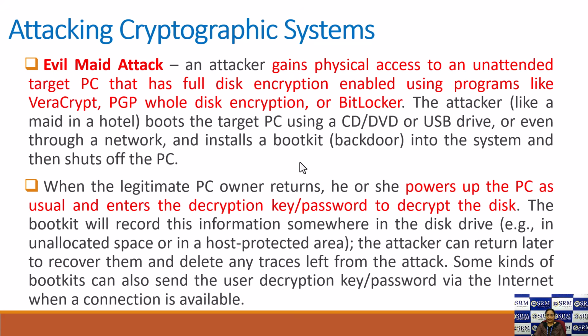So an attacker gains physical access to an unattended target PC that has full disk encryption enabled using programs like VeraCrypt, Pretty Good Privacy, or BitLocker. The attacker, like a maid in the hotel, boots the target PC using a CD or DVD, or a USB, or even through a network, and then installs a bootkit. That's a backdoor, right? And shuts off the PC.